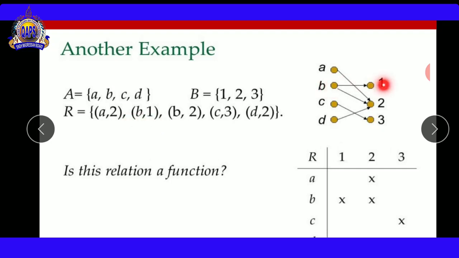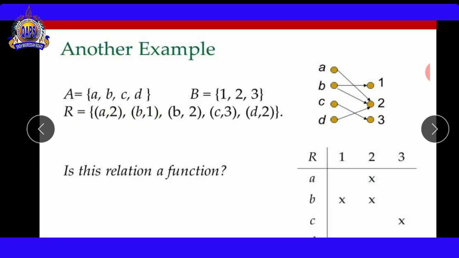So b is related with 1, b is also related with 2. So there is another relation: b is related with 2. Now c is related with 3, and d is related with 2. So this is our main relation in the form of ordered pairs. This is an ordered pair because there are only two numbers, a and 2, b and 1.